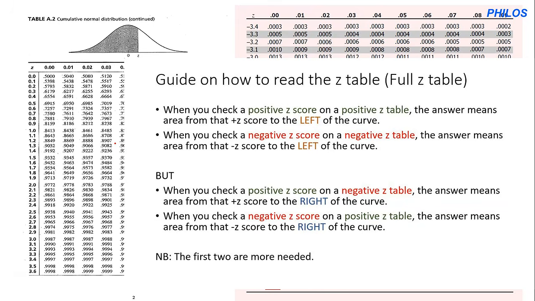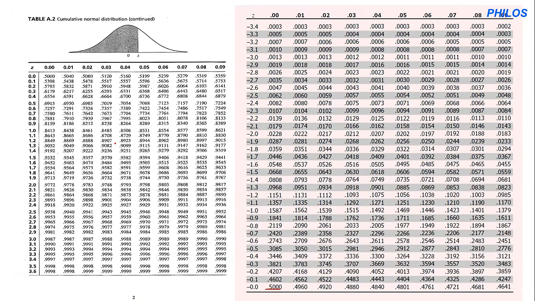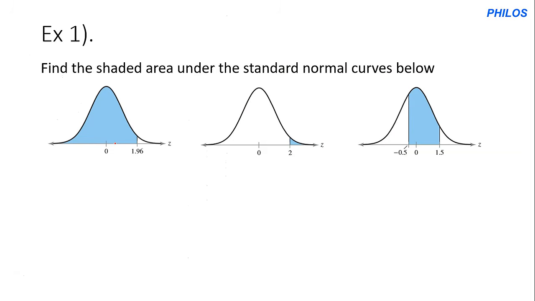Then point 3. When you check a positive Z score on a negative Z table, the answer means the area from that positive Z score to the right of the curve. And the 4th point, when you check a negative Z score on a positive Z table, the answer means the area from that negative Z score to the right of the curve. So let's take some questions and then see how to do that.